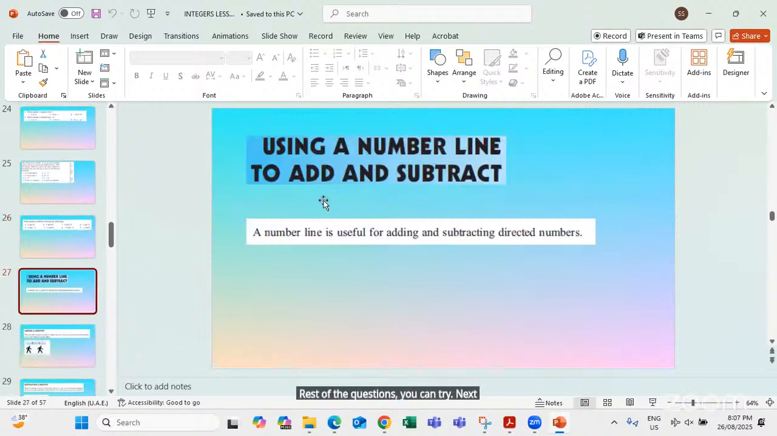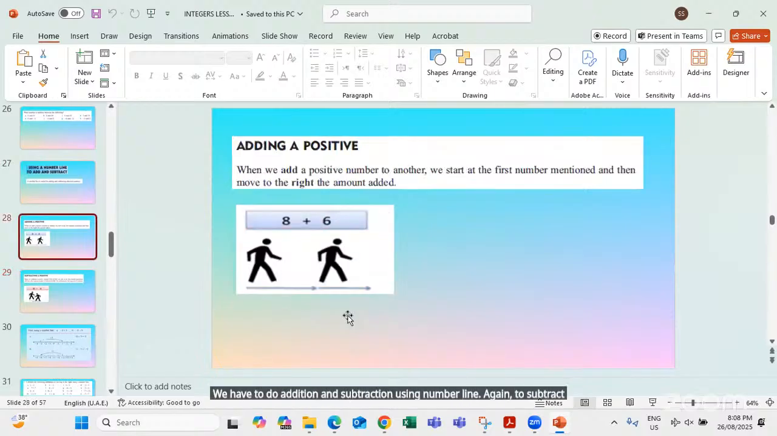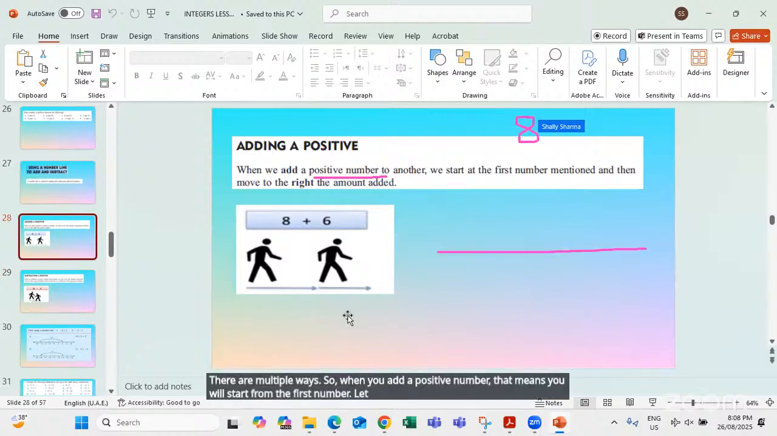Next is addition and subtraction using the number line. We have to do addition and subtraction using the number line. Again, to subtract and to add numbers, there are multiple ways. So when you add a positive number, that means you will start from the first number. Let's say 8 plus 6.